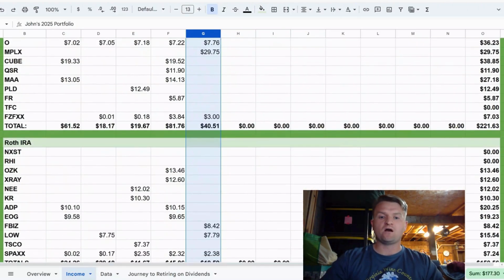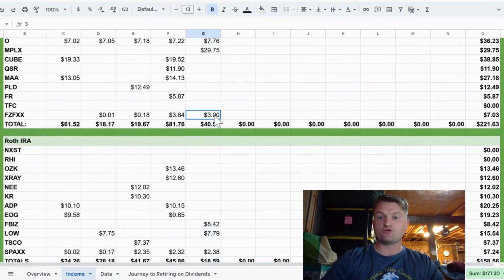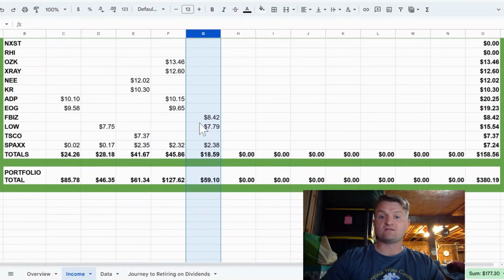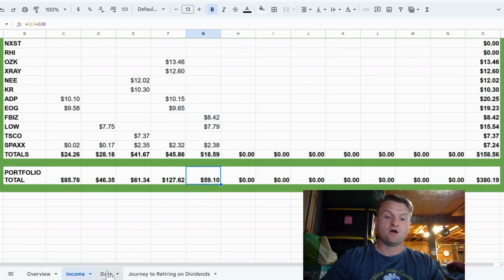Moving on, the treasury account, the standard account that I hold my cash in at Fidelity, which is this FCFXX. It's a treasury account. I got $3 from that. Moved down to the Roth IRA. FBiz gave us $8.42. Lowe's paid us $70.79. And then the same thing, treasury account, but just in the Roth, paid us $2.38, for a combined monthly income of $59.10. Moving on to our data.